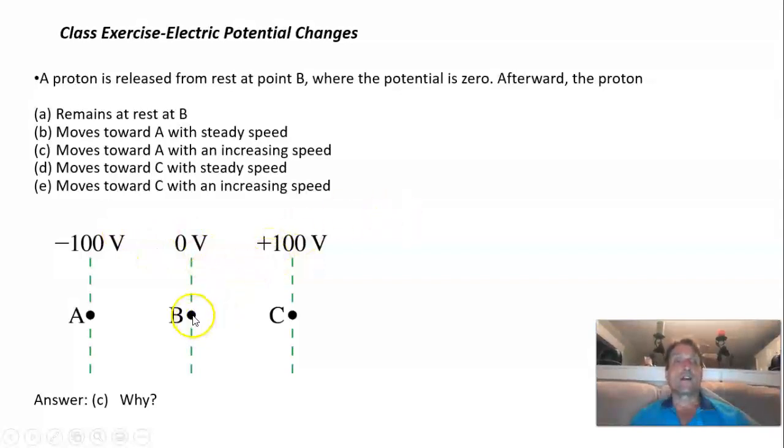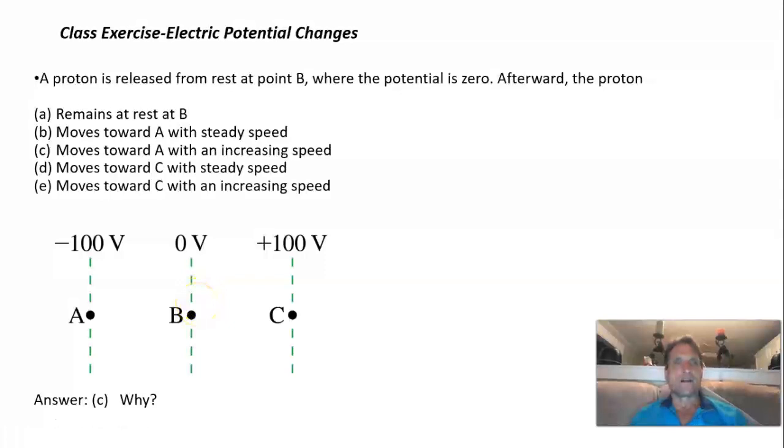So suppose we started at rest at point B. Afterwards, which direction is the proton going to go? And is it going to go at steady speed or increasing speed? Or is it going to do nothing? Is it just going to remain at rest? Well, that probably isn't going to remain at rest, right? The proton is going to want to go in which direction?